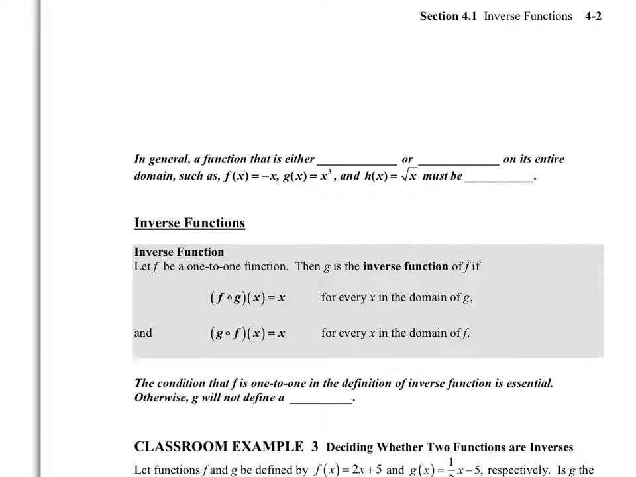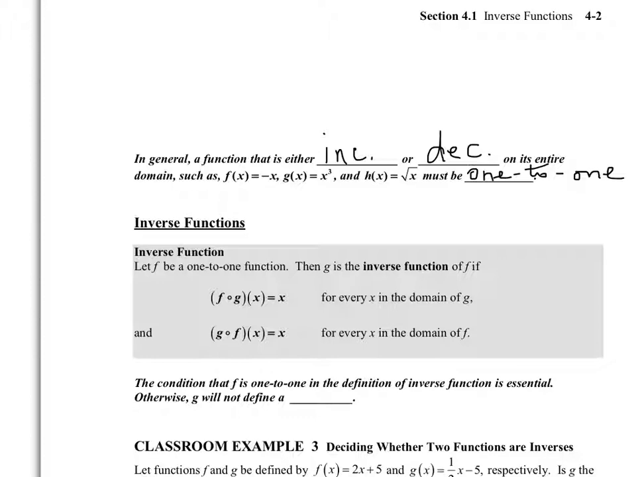In general, a function that is either increasing or decreasing on its entire domain, something such as f of x equals negative x, or g of x equals x cubed, or h of x equals the square root of x, then those must be one-to-one. As long as it is increasing or decreasing everywhere, it should be one-to-one as long as it is a function.